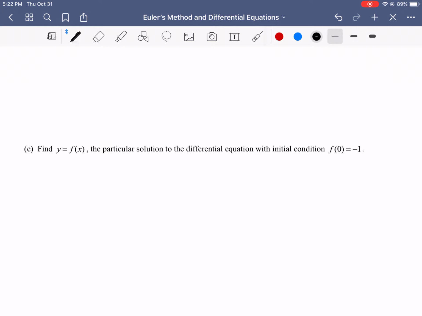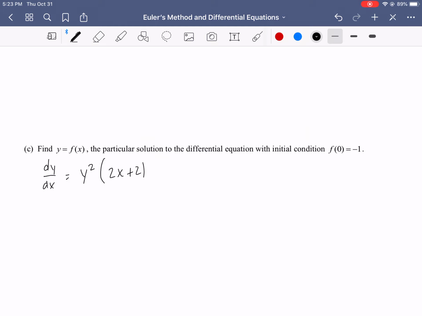Saying it the other way is not correct. Okay, so in letter C, find y equals f of x, the particular solution to the differential equation with initial condition f of 0 is equal to -1. So I'm going to write down my differential equation just for reference so I have it in front of me. dy/dx equals y squared times 2x plus 2.